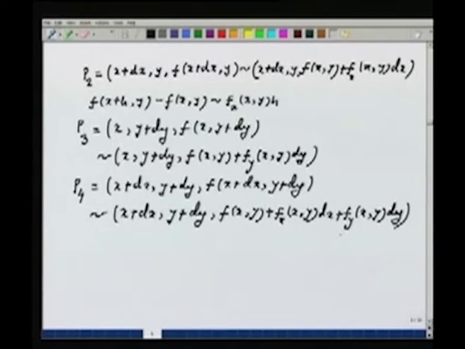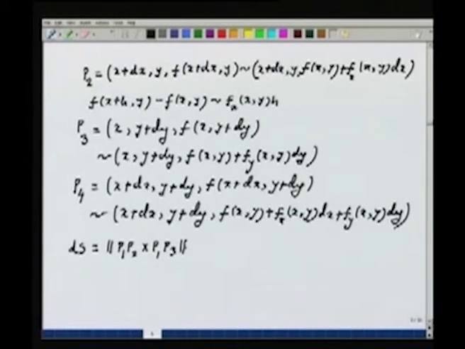So now I got a genuine rectangle with P1, P2, P3, P4 as the sides. Then what is the area of that rectangle? If I call that dS, then dS is nothing but the norm of the cross product of the vectors P1P2 and P1P3.